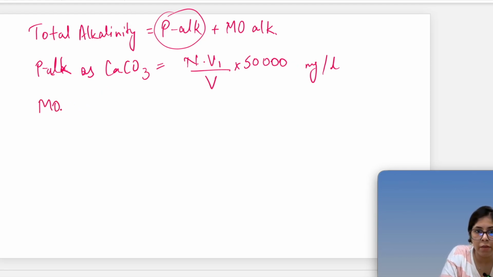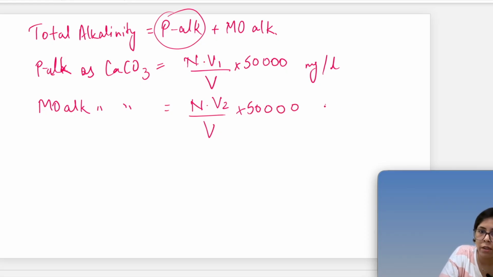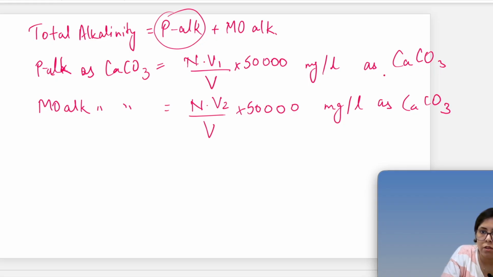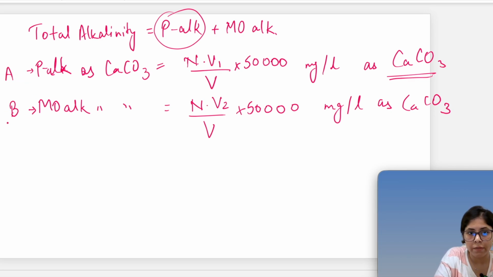And similarly, if I want to calculate methyl orange alkalinity as CaCO3 equivalent, N is the normality of acid, V2 was the volume used for methyl orange, V is the total volume of the sample, into 50,000 to convert it into milligram per liter as CaCO3. So this is how we calculate the alkalinity, and let's say the P-alkalinity is A and the MO alkalinity is B. Let's simply denote it like this.